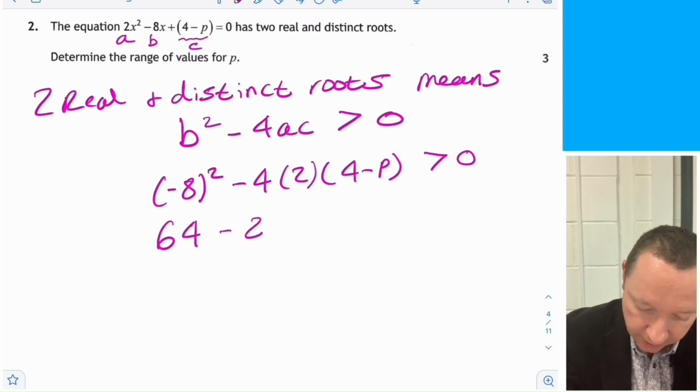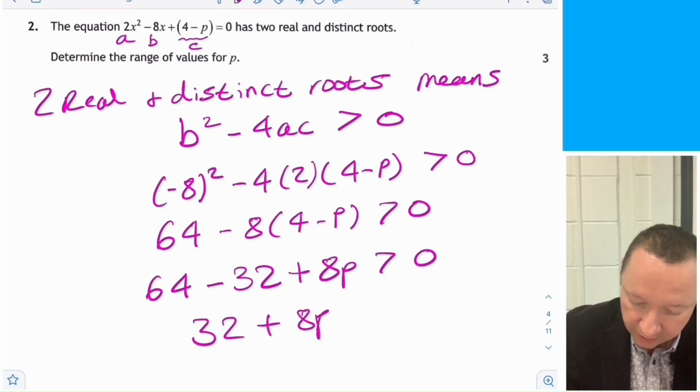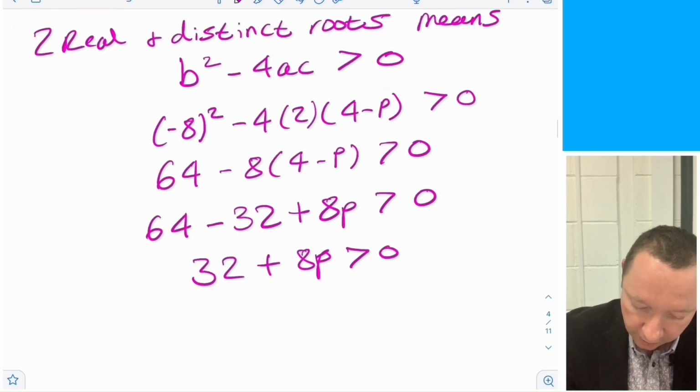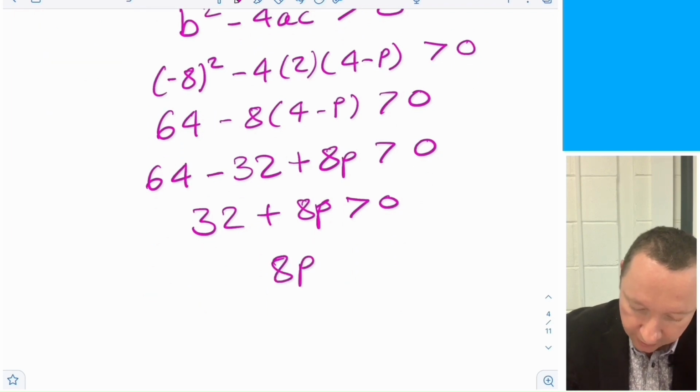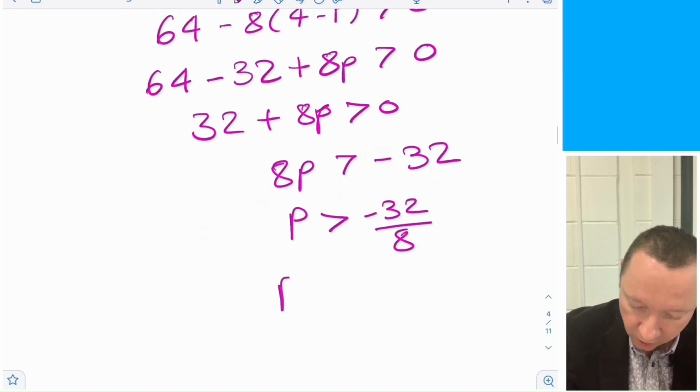64 minus 8 bracket 4 minus p is greater than 0. So 64, 8 4s is 32, 8 times p plus 8p, because minus times a minus is greater than 0. That gives us 32 plus 8p is greater than 0. Take the 32 to the other side, we get 8p is greater than negative 32. So p must be greater than negative 32 over 8. 8 4s is 32, so p is greater than negative 4.